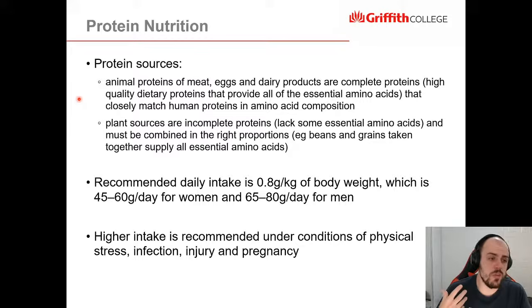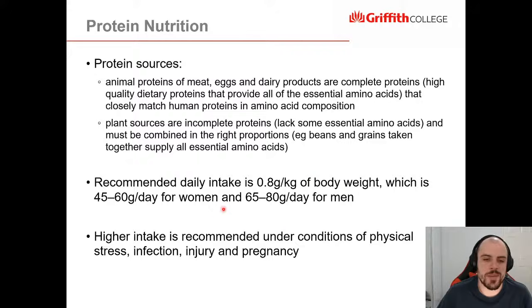Now, that's not to say that you are forced into that. Obviously, you can have a vegetarian or vegan based diet. However, it's just a little bit more complicated, a little bit more difficult to do so, because you will require either more in terms of the quantity or just a different combination to make sure that you are getting the appropriate level of amino acids.